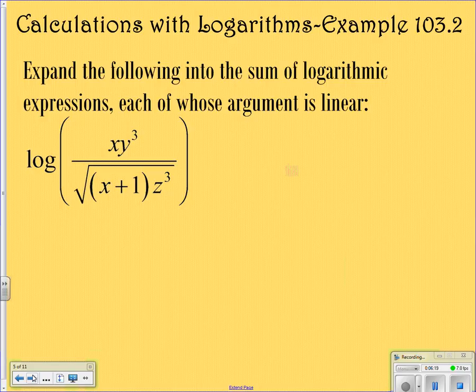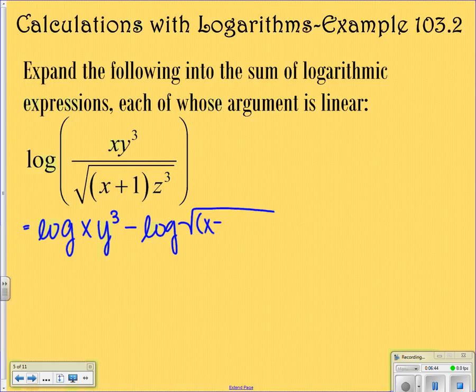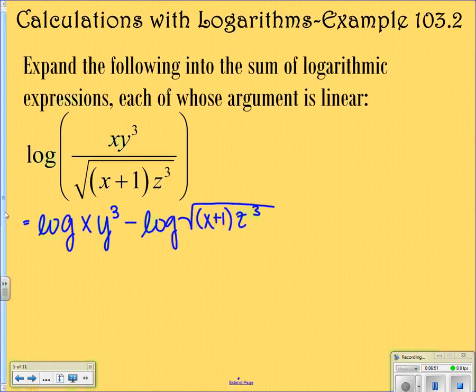Now, we're going to take this and expand it into a sum of log expressions. So it's basically working backwards from what we just did. We're going to start by making it the log of x y cubed minus the log of the square root of x plus 1 z cubed. So that's the first thing. I'm going to split my numerator and my denominator apart.